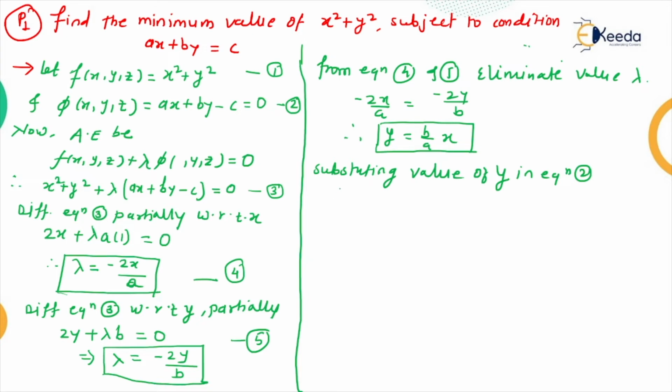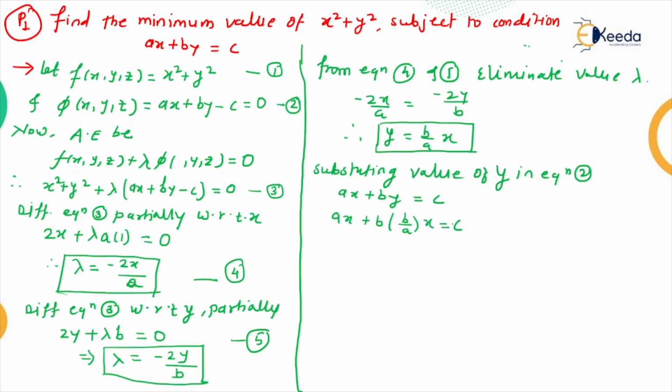I am writing equation 2 as it is: ax plus by equal to c. So ax as it is, plus b into the value of y, which is b divided by a into x, and that is equal to c. So the value of y I am writing in this way: b by a into x.